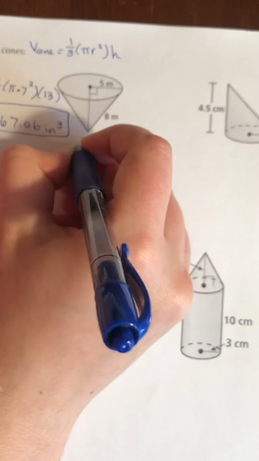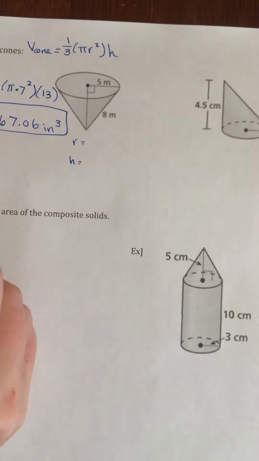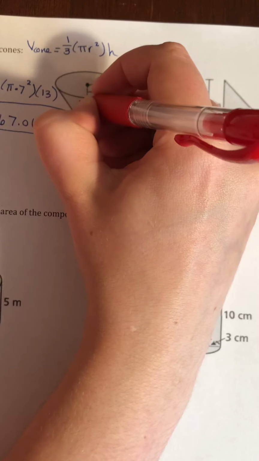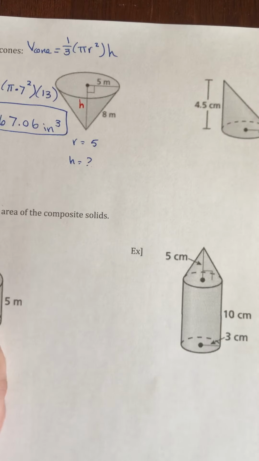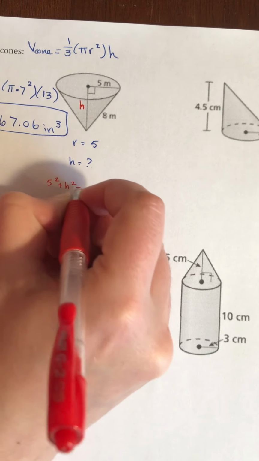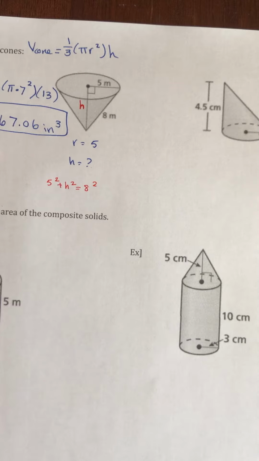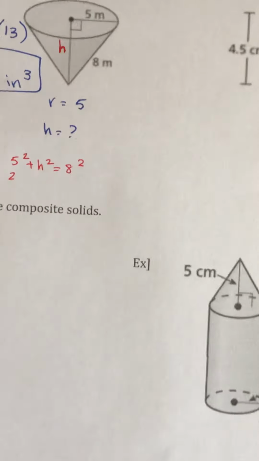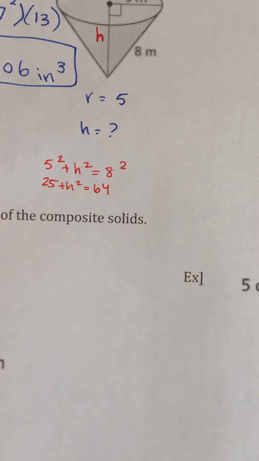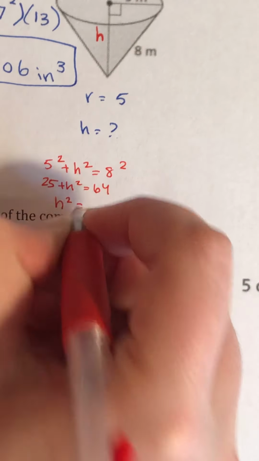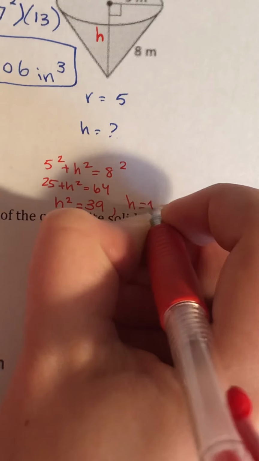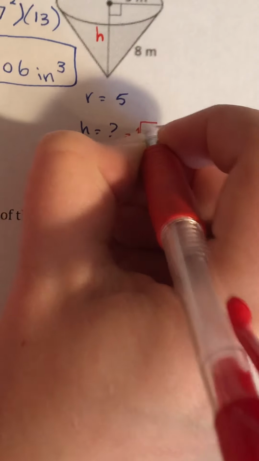All right. Now here, again, we need r and we need h. We have the radius is 5, but what's the height? The height would be here, so we're going to have to use the Pythagorean theorem. So 5 squared plus that height squared would give us 8 squared. 25 plus h squared equals 64. So h squared equals, subtract 25 from both sides, you get 39, which means h is the square root of 39.